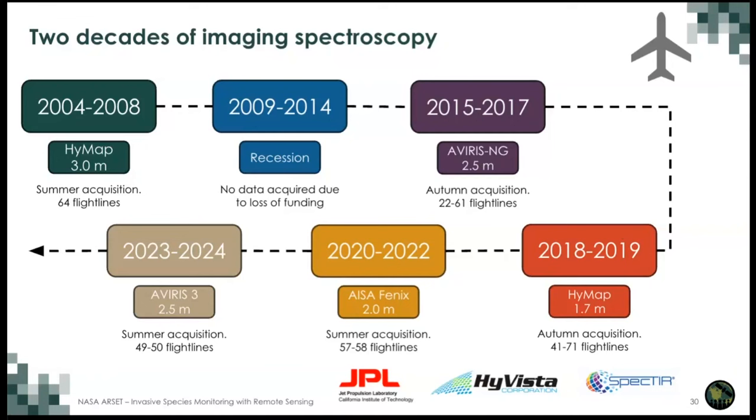From 2020 to 2022, we went with a different commercial provider called Spectir, who flew an ASA Phoenix at a 2 meter resolution. And then beginning in 2023, we were very excited to start working with the Jet Propulsion Laboratory's newest airborne imaging spectrometer, which is AVIRIS-3, which was flown at a 2.5 meter resolution.